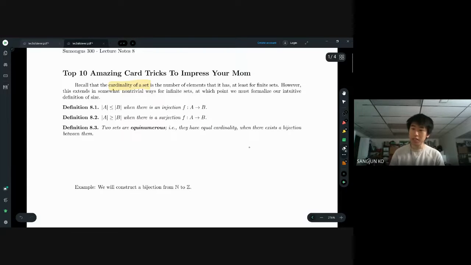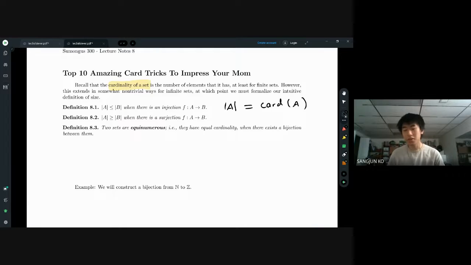Also, I should note that some authors use card A instead of the absolute value notation for cardinality. So if you see this in other texts or other literature, it's the same thing as cardinality. And we say that two sets are equinumerous, which means they have the same cardinality, if there exists a bijection between them.